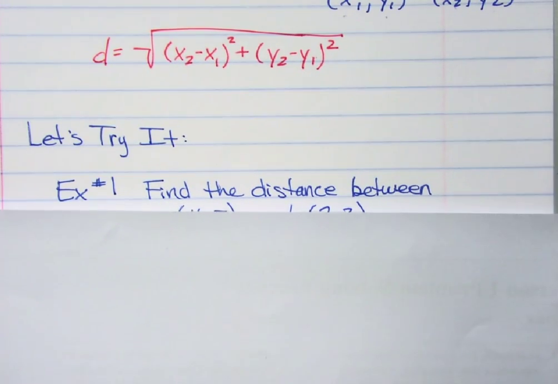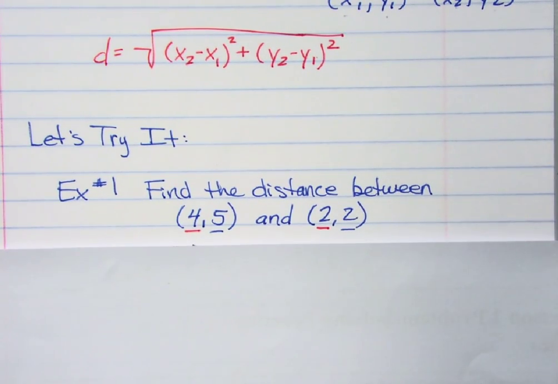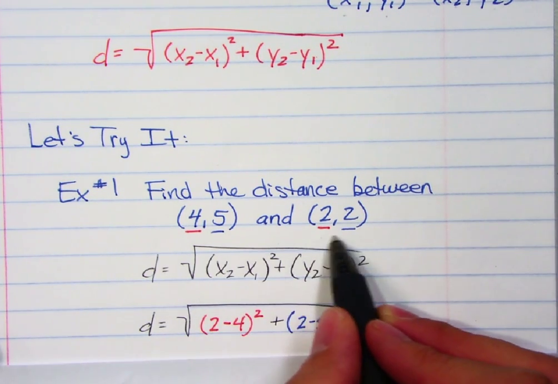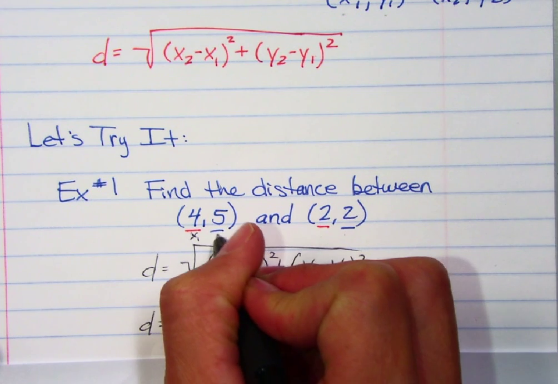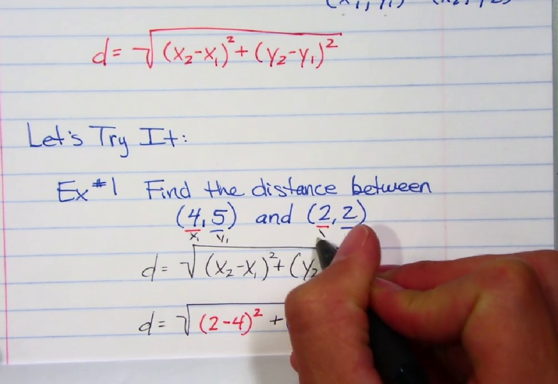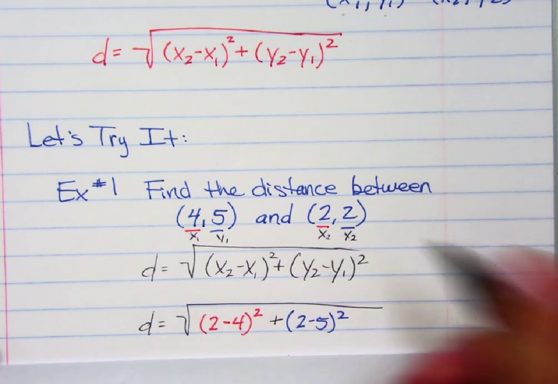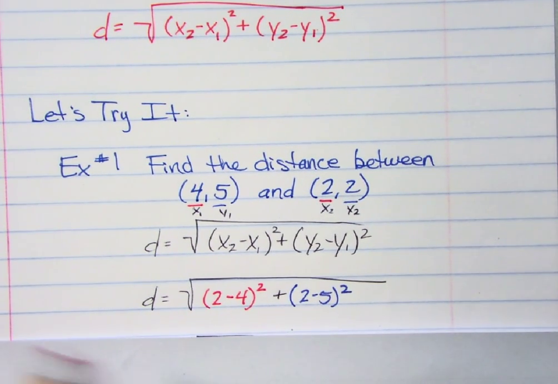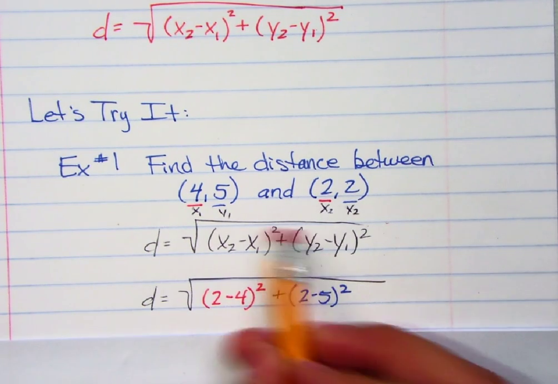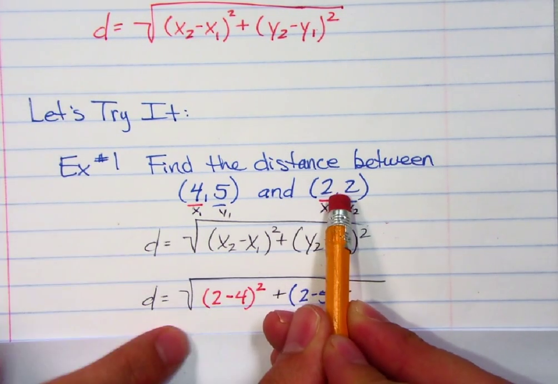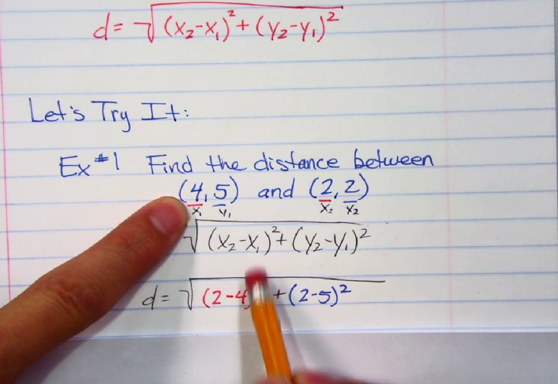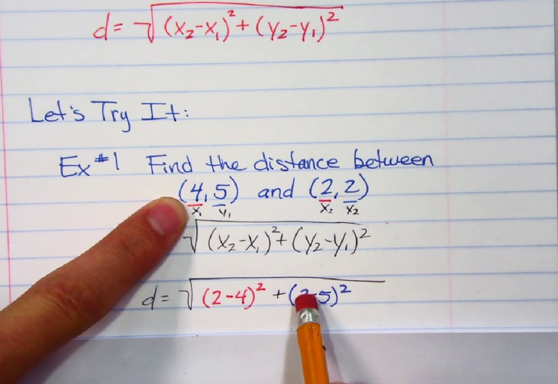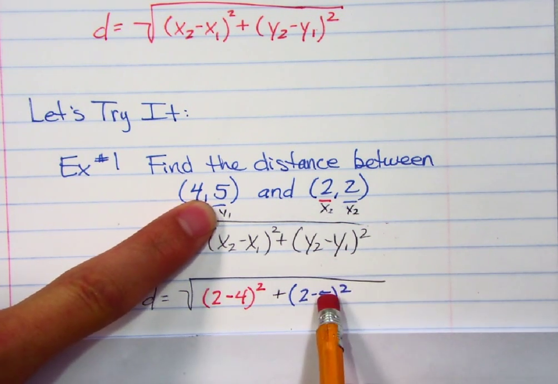Let's try it with the distance between these 2 points. Remember, this is the first point, x1, y1. This is x2, y2. You can even label it. This is the first x and y. This is the second x and y. Once I have that information down, I can substitute it into the formula, which is right here. Instead of x2, I look over here, that's 2, minus x1, which is 4. So 2 minus 4. Then over here, y2, that's 2, minus y1, which is 5.